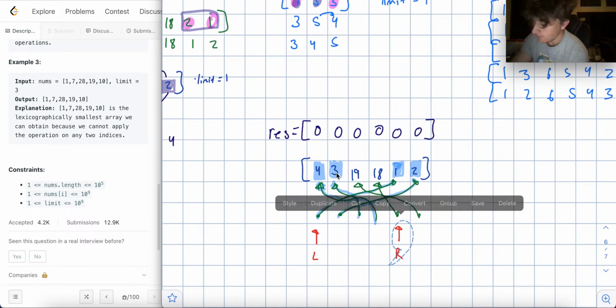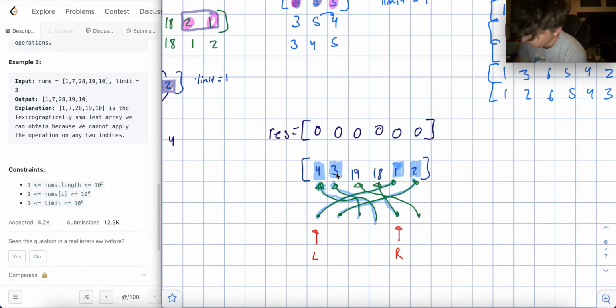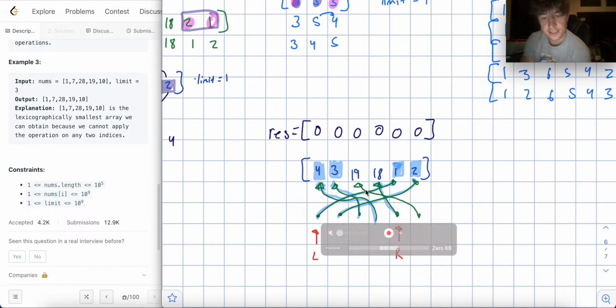And I say, okay, is the difference between my current R and the previous element greater than the limit? So I look at my element, then I look at my previous element. My current element's 18. My previous element is 4. So that distance is greater than the limit. So then these things are a part of a different group, right? They can't be grouped together because the distance of them is greater than the limit. So I can't connect them and play this crazy game that we played up here in order to swap things in. So this becomes a new group.